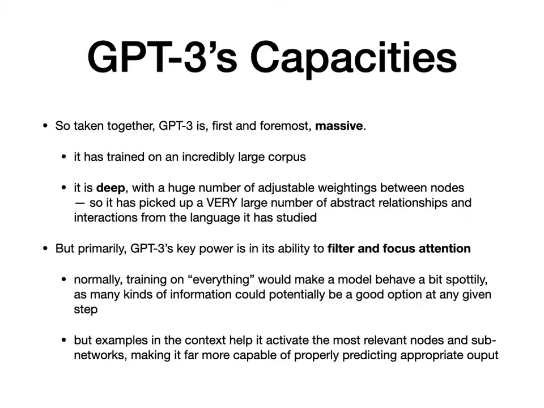Normally, training on everything would make a model behave a little bit spottily, right? When I trained my Ngram model on the kids' babbling versus Dr. Seuss and mushed them together, it didn't really come out with anything coherent. It was kind of goofy and fun to read, but it sampled from multiple sources and it got a little bit weird and plain. It didn't always know what to say next.